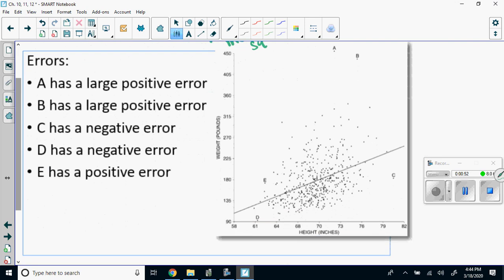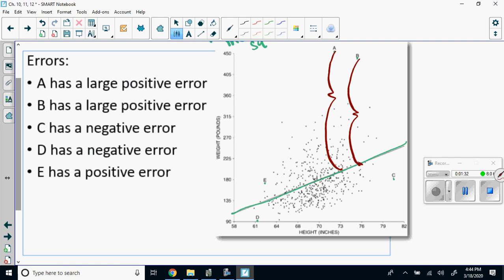With the regression line, so this line right here is my regression line, the line we can use to predict weight from the height for this specific data. We are given a few different points that we want to look at here. So A, B, C, D, and E. A has a large positive error. What that means by error is how far it is away from what we would predict it to be. A is way far above it, so it's positive because it's above. B, same thing, it's above the predicted value.